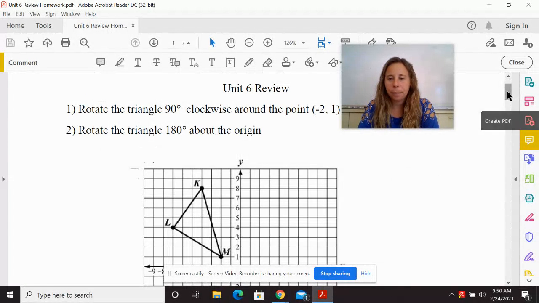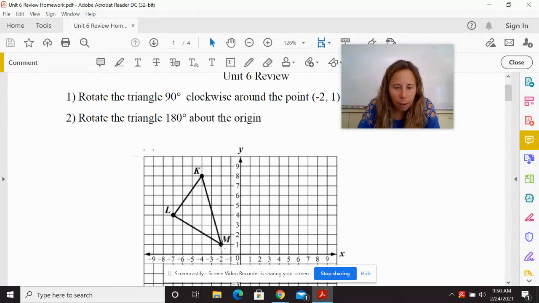Okay. So we're rotating around this point, so that means point M is not going to move. It can just stay where it's at. We're going to move around it.